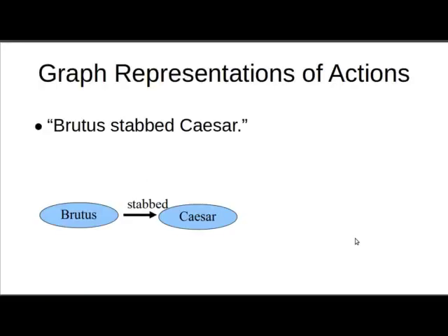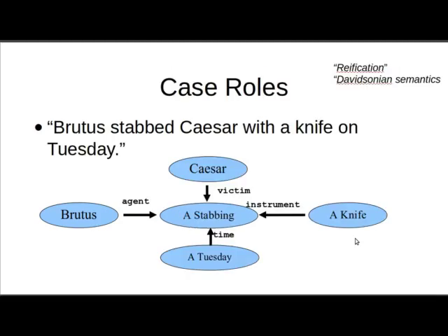In the second part of this series, I started with some examples to walk you through basic ways of constructing graphs. A simple way that you might start with is representing relations, or representing verbs, as relations. So if you have the sentence Brutus stabbed Caesar, you'd have a node for Brutus, Caesar, and stabbed. But that quickly gets you into problems when you want to start saying more things about this event.